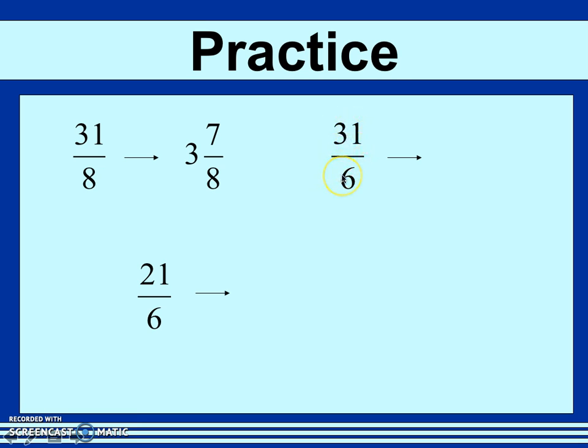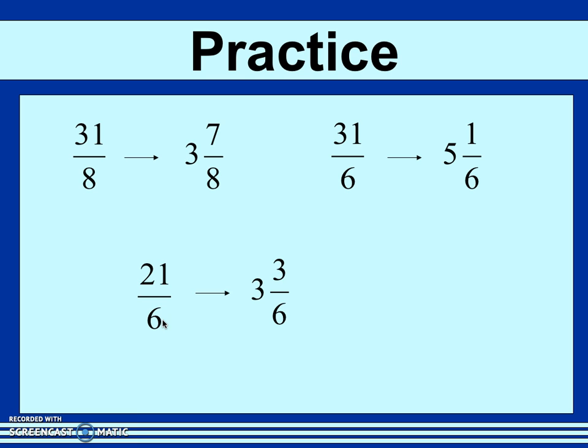31 divided by 6 is going to give me 5 with a remainder of 1. So I'm going to have 5 1/6. And 21 divided by 6 is going to give me 3, remainder 3. So I'm going to have 3 3/6.